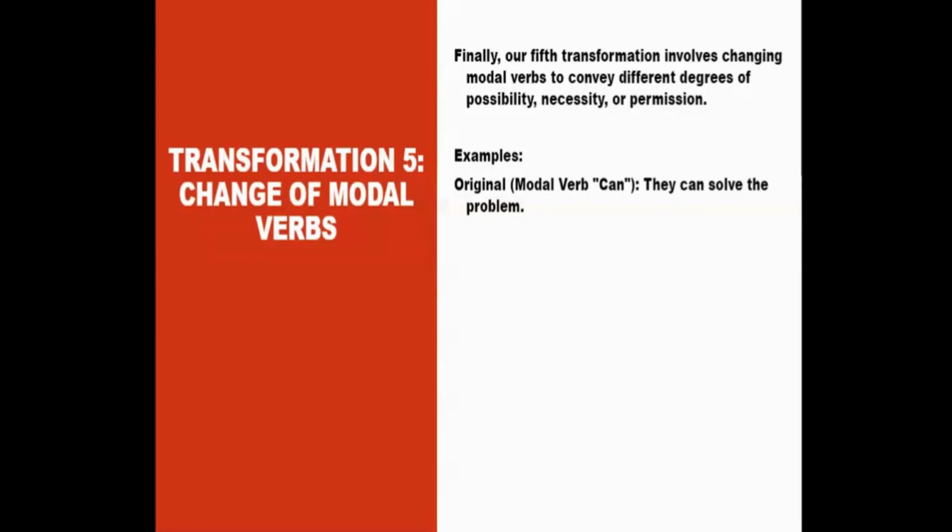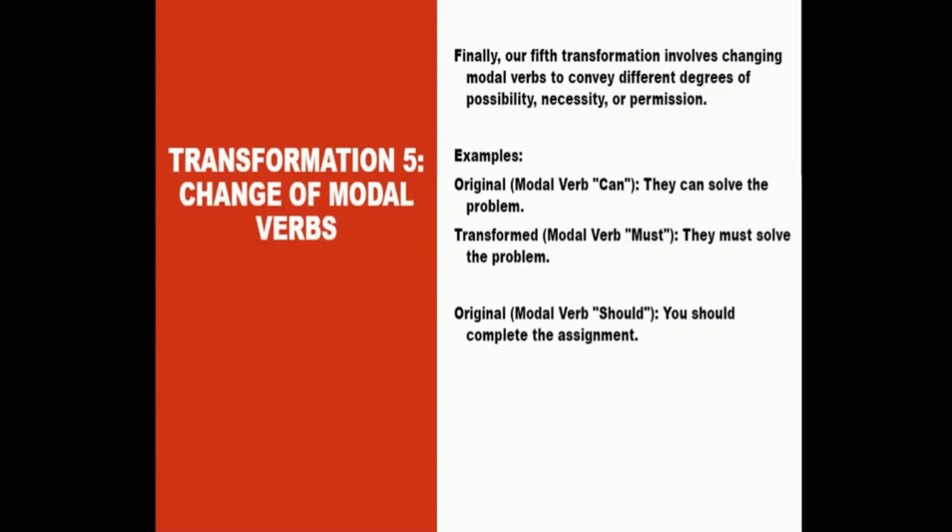For example, they can solve the problem. Using the modal verb can, we can then transform this by using another modal verb must. They must solve the problem. You see here, we are looking at different degrees of possibility, necessity, or permission. Okay? Now, can is talking about ability, but when we say they must solve the problem, the necessity becomes quite overwhelming.